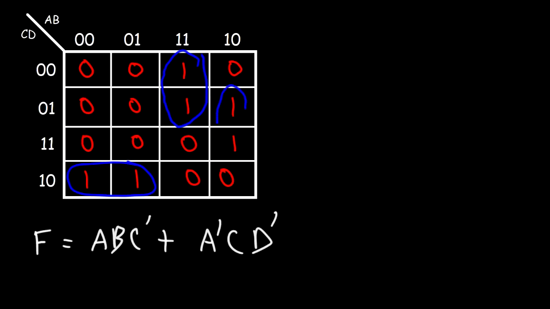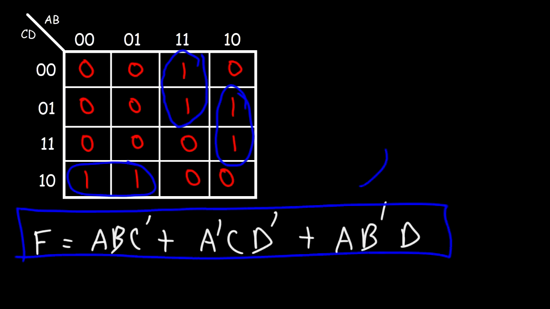Now let's select this pair of 1s that we have there. So A is always 1, and B is always 0, so let's write B prime for that part. Now, notice that C changes with the numbers 0 and 1, but D remains the same. D is always 1. So this is going to be A, B prime, D. So this is the function that corresponds to this particular 4-variable K-map. Let's try another example. Go ahead and try this one.